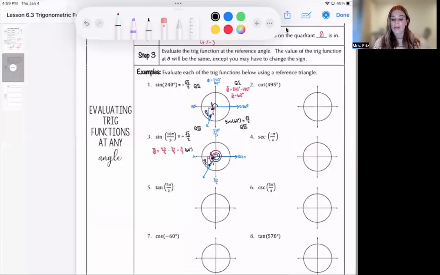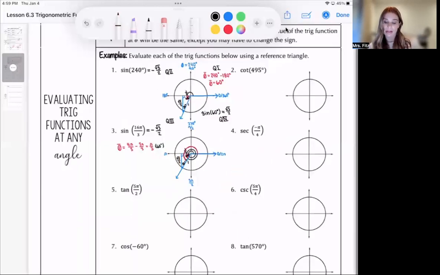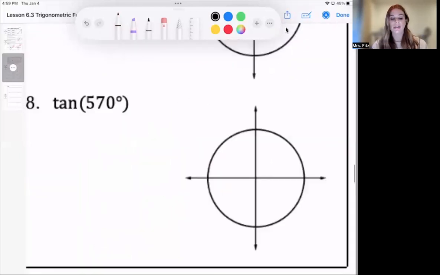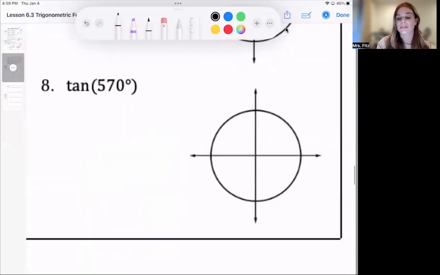All right, let's do one more together. Let's do one that's a little different. Let's take a look at number 8, tangent of 570 degrees. Okay, so we're back in degrees. We're going to start with our initial side. And so we are rotating once again counterclockwise because we have 570 degrees and it's positive.